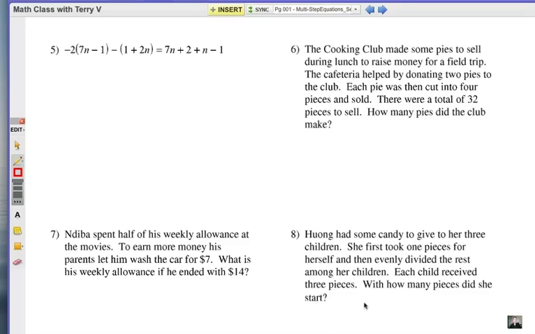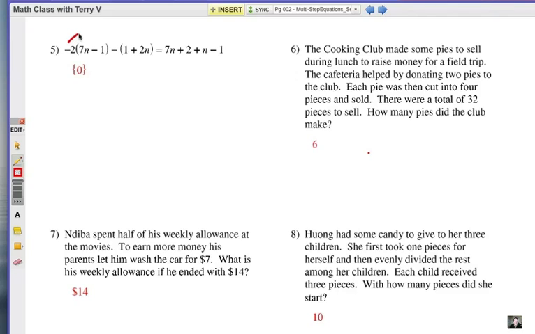All right, here we go. Let's look at the answers and see how you did. Number 5 is 0. Number 6 is 6 pies. Number 7 is $14, and number 8 is 10 pieces. All right, let's take it one at a time and figure it out.